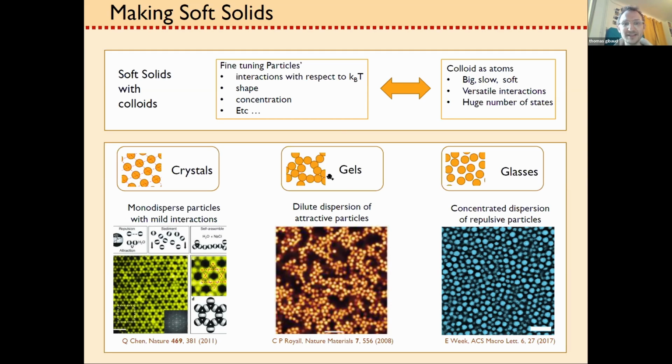Another kind of soft solid is a gel. For that, you need a dilute suspension of very attractive particles. And when you put them in solution, due to kT, they will form aggregates and form fractal gels. Another class of soft solids are glasses. Here, you are highly concentrated, and you have mostly repulsive particles, and you can make this overcrowded soft solid, which is called a glass.